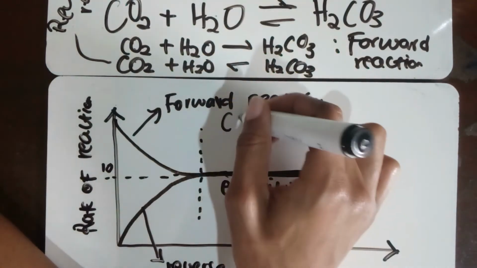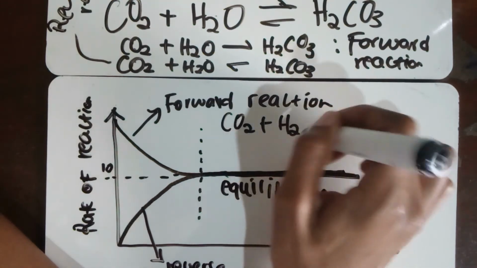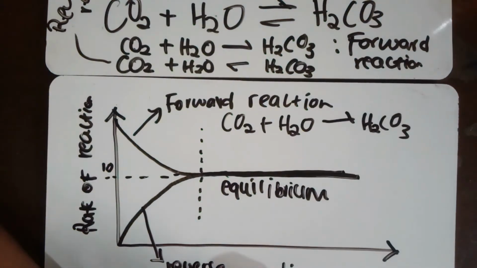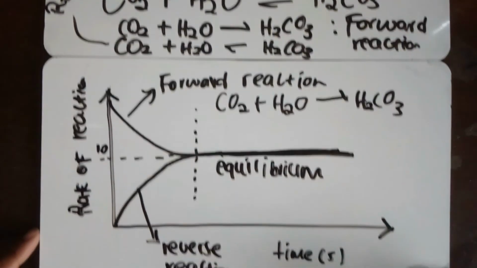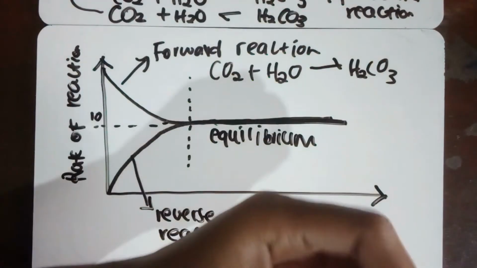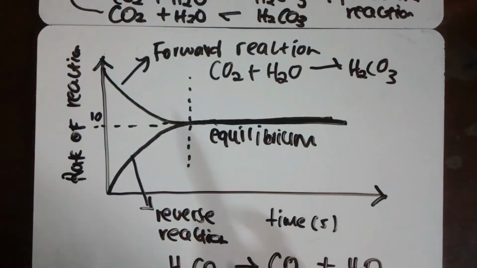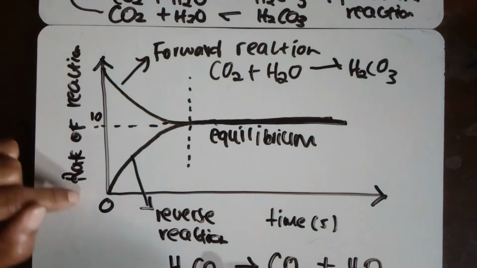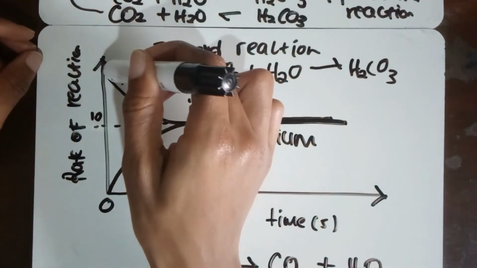So forward reaction, we had CO2 plus H2O, which formed H2CO3. Reverse reaction, we had H2CO3, which broke into CO2 plus H2O. Right? Cool. So let us try to further explain this graph because it's important for you to be able to analyze it, to interpret it. So at first, initially at the beginning, the rate of the forward reaction is very high.